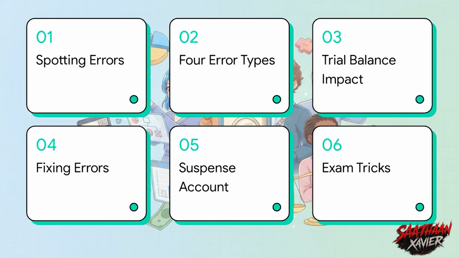So here is our investigation syllabus for today. First, spotting the errors, then the 4 main types of errors, their impact on the trial balance, how to fix them directly, how to use the suspense account, and finally, some key exam tricks and a quick recap.